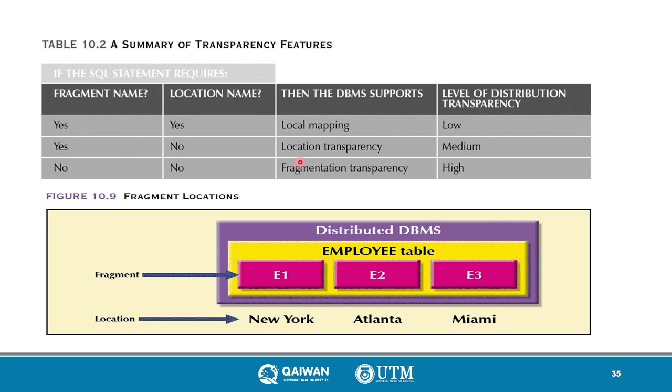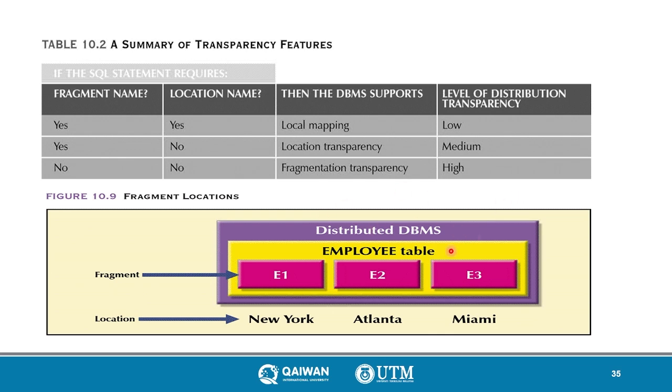Now we have this table. Fragment name, for example: the SQL statement requires the fragment name, yes. Location name, yes. Then the DBMS supports local mapping and the level of distributed transparency is low. For this one, also yes for the fragment name, but the location name, no. That is location transparency, and it is medium. Now, fragmentation transparency doesn't need the location name, no. Doesn't need the fragment name, no. And the level of distribution transparency is the highest one.